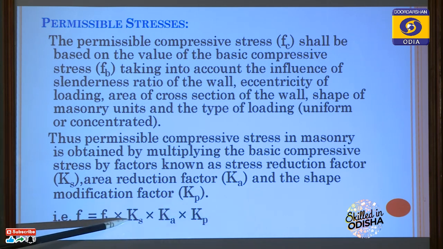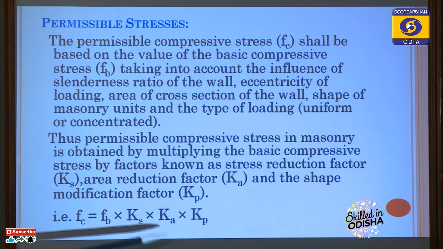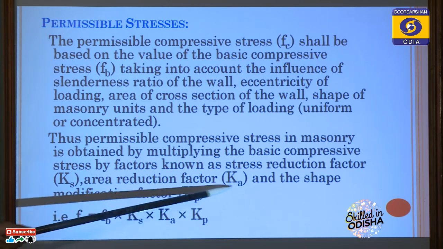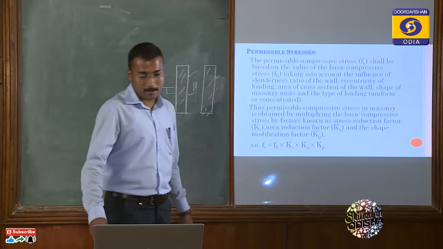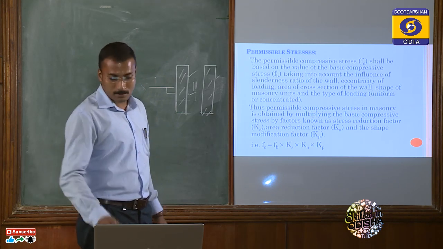So the permissible compressive stress, that is Fc, is to be calculated by multiplying this basic compressive stress with these factors. These factors are called Ks, which is called the stress reduction factor, Ka, which is called the area reduction factor, and Kp, which is known as the shape modification factor. And we will know how to calculate these factors from the codal provision.